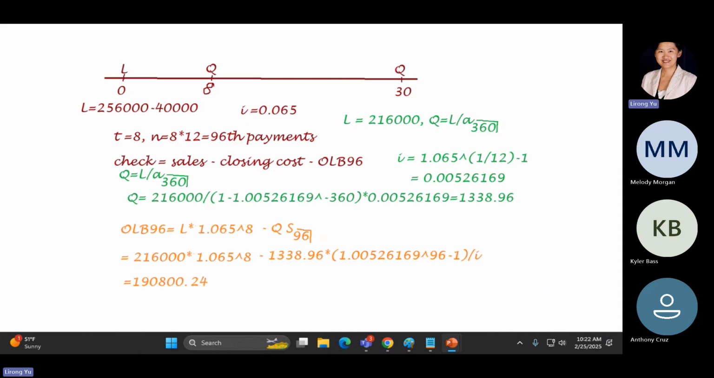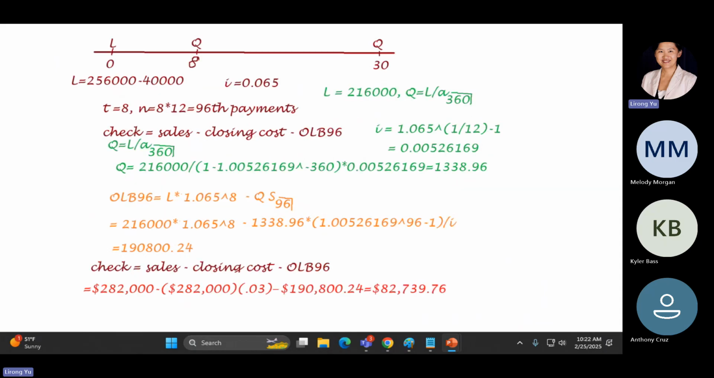I is 1.065 to the power 1 over 12, minus 1. The I has to be a monthly interest rate. Let's be clear with that. Any question? Now we have our balance. Once we have the balance, we go back to the calculation of the check amount. The check will equal sales minus closing costs minus the outstanding balance. The sales is 286,000. The closing cost is 3% of the sales amount, and the outstanding balance we just finished calculating, and that will be the actual check that the family will receive.